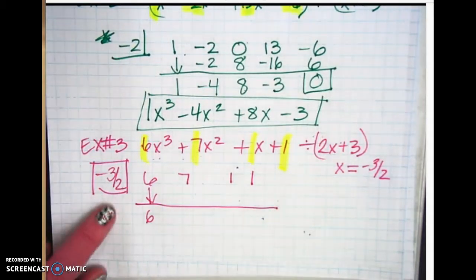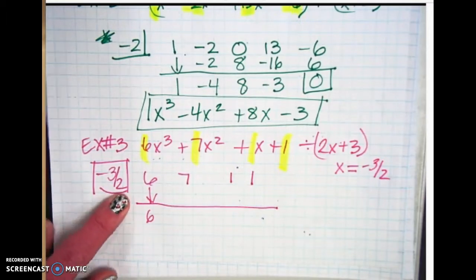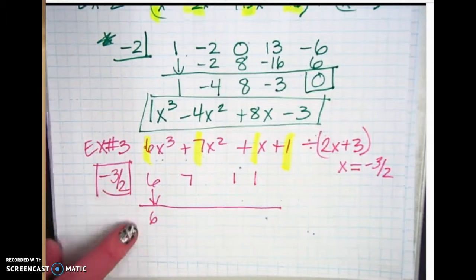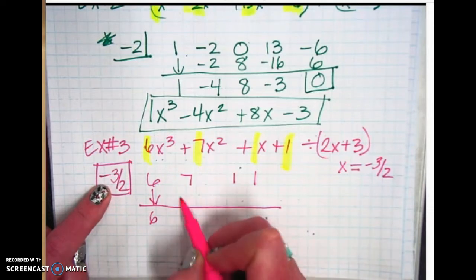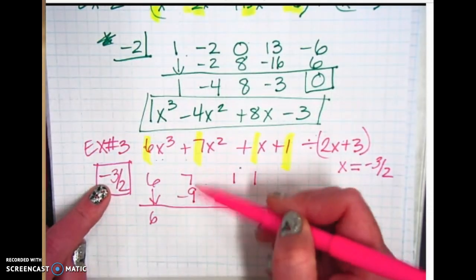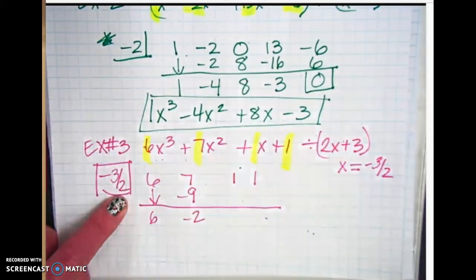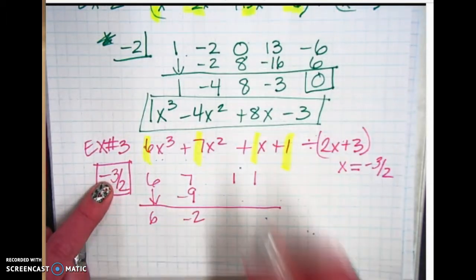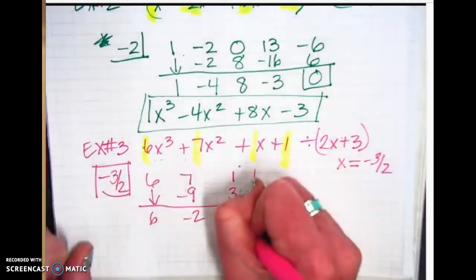But since I have a fraction right here, what you want to do is you want to divide by the denominator first, then multiply by the numerator. Okay, so 6 divided by 2 is 3. 3 times negative 3 is negative 9. Then we're going to combine. 7 and negative 9 is negative 2. You're going to divide by the denominator 2, which is negative 1. And then negative 1 times negative 3 is positive 3. Combine the 1 and the 3 to get 4.